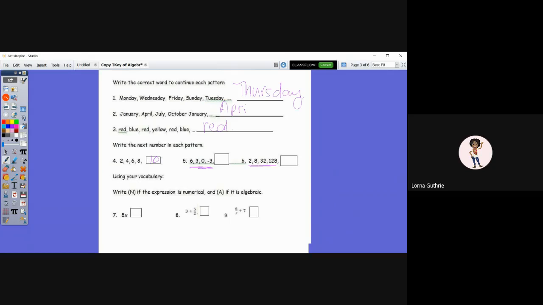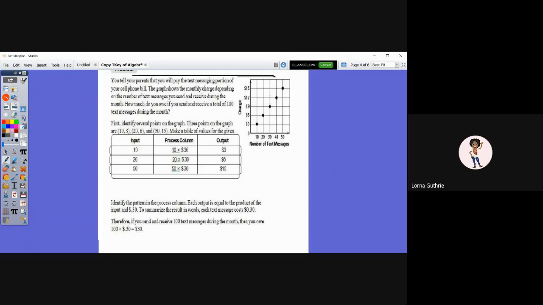It says using your vocab, write N if the expression is numerical, A if it's algebraic. Well, it has a letter, so it has to be algebraic. This one is just numbers and operation symbols, so it's numerical. You will fill in number 9.